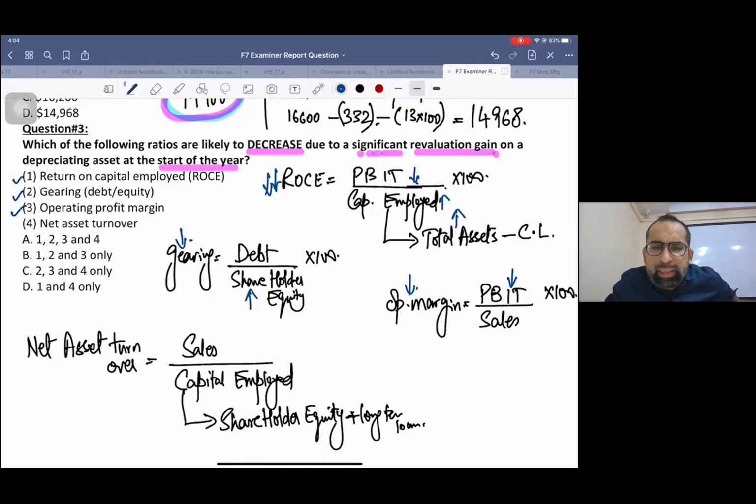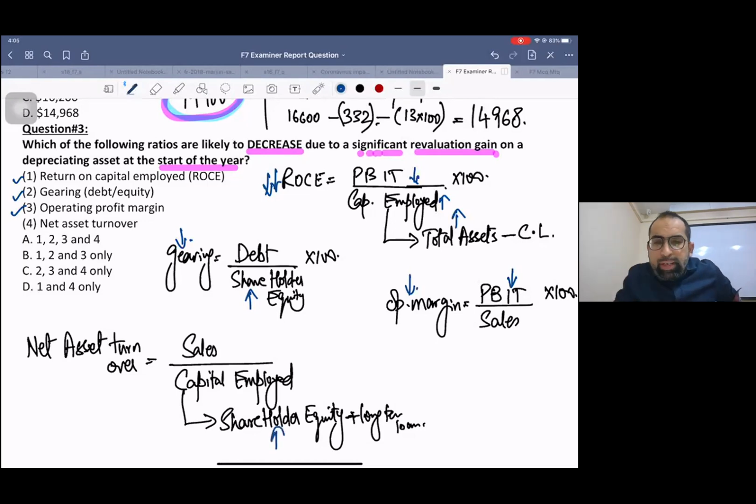Point number four, net asset turnover, or we call it asset turnover. The formula of asset turnover is sales divided by capital employed. Because of upward revaluation, there is no impact on sales. But yes, because of upward revaluation, your shareholder equity goes up.